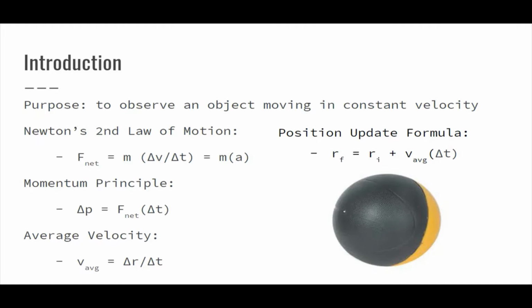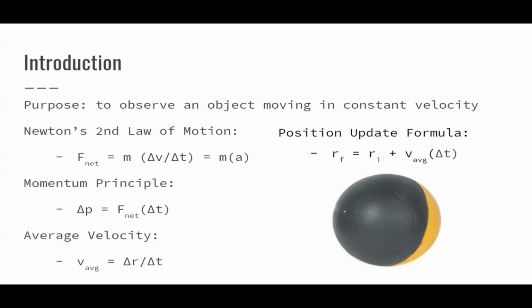This result can be explained by Newton's second law, which states that the net force equals mass times acceleration, or the net force equals mass times the change in velocity over the change in time. So if the object is in constant velocity, the acceleration or change in velocity would be zero, resulting in a net force of zero. The momentum principle can also explain this result because it states that the change in momentum equals the net force times the change in time, and with an object in constant velocity, the change in momentum is zero, which would evaluate the net force to be zero as well.